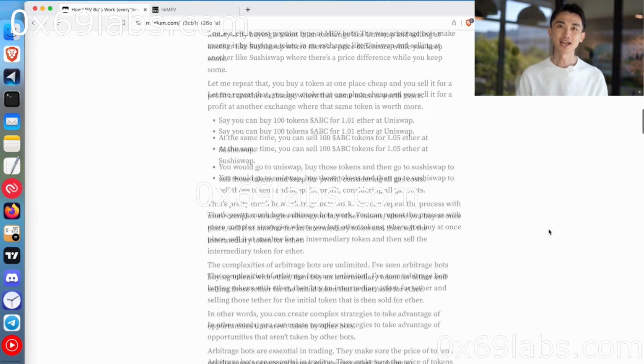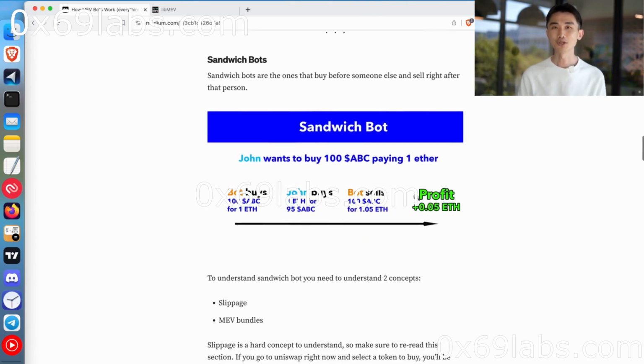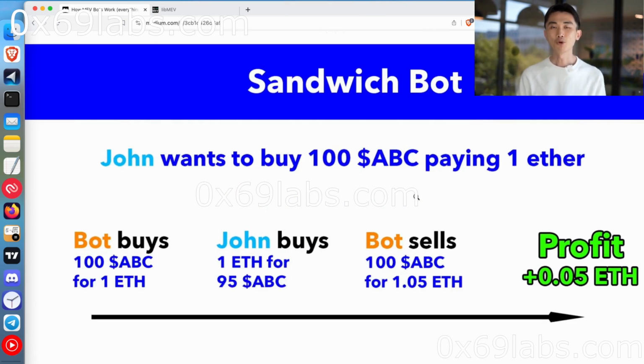Now there are sandwich bots. This is the one that I prefer. I've been working on this for months and years, and it's one where you buy a token, then someone else buys that same token, and you sell the token. This is much more complicated than arbitrage because you need to be watching transactions. You need to detect someone buying a token, and you use slippage to extract a profit.